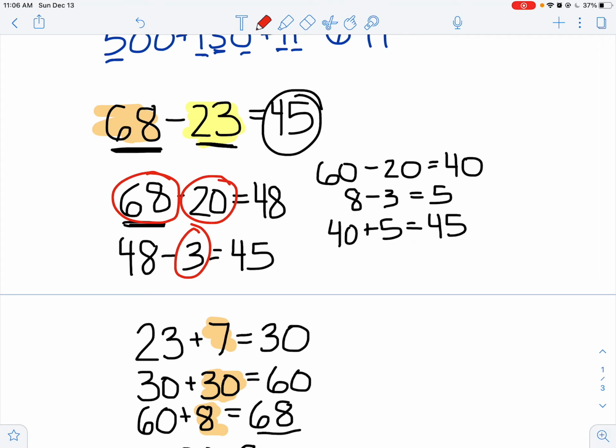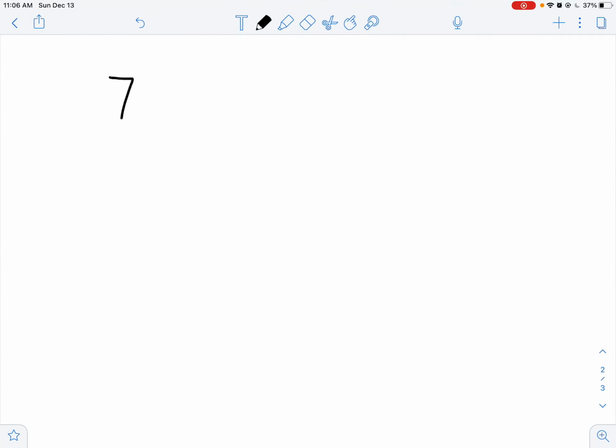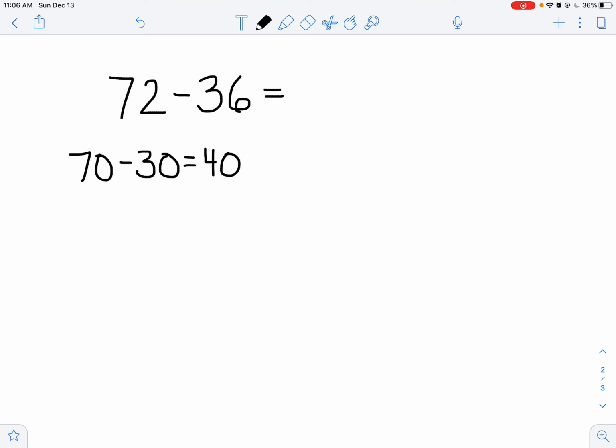Let's take a look at another one and see why I want you to keep that number whole. Let's say we have 72 minus 36. If I decide to take apart my 72 and try to do 70 minus 30, well, that's no problem. That's 40. The next part would be a 2 minus 6. And here's what I see kids do a lot. They say it's 4. It's not. If I have 2, I can't take away 6. I can only take away 2. I can't take away 6 and have 4 left, right?